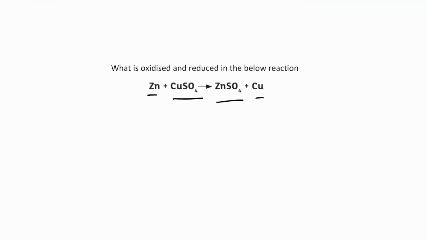So the first thing you should be able to notice straight away is this is a displacement reaction. Okay, and so essentially what has happened is the copper in the copper sulfate has been displaced by the zinc. The zinc has then formed the zinc sulfate instead, and the copper has been left free on its own. Okay, so that's useful to know.